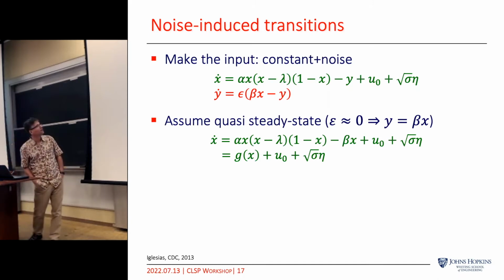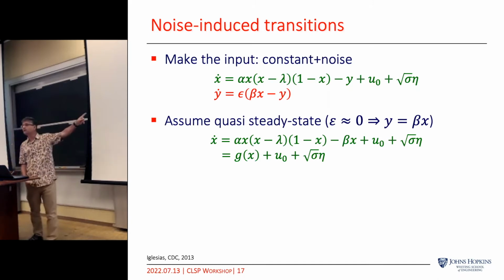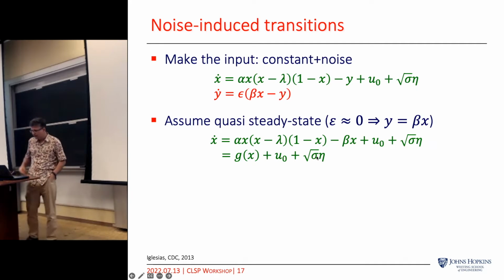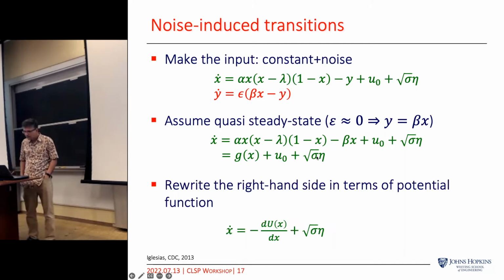Now, assume for a second that we are at a quasi-steady state. Remember, the equation for y is very slow relative to the equation for x, so I'm going to set that equal to 0. If epsilon equals 0, I solve for y, which is a straight line. I replace that into this equation and write all this out as a cubic g of x plus a constant plus noise, with variance sigma.